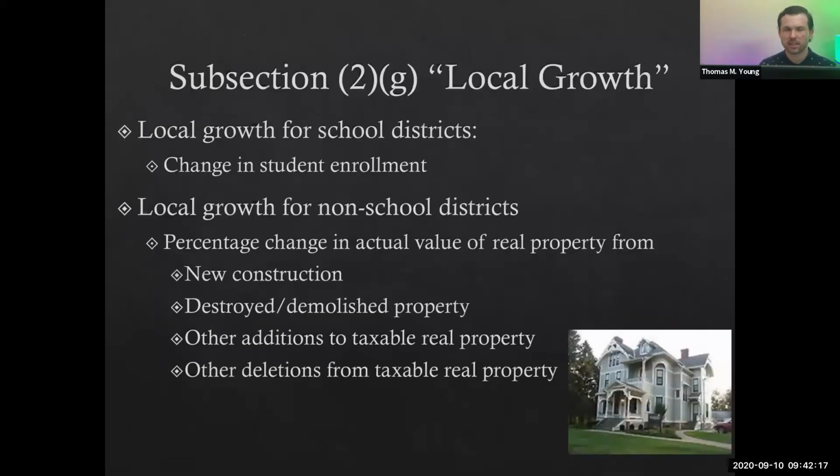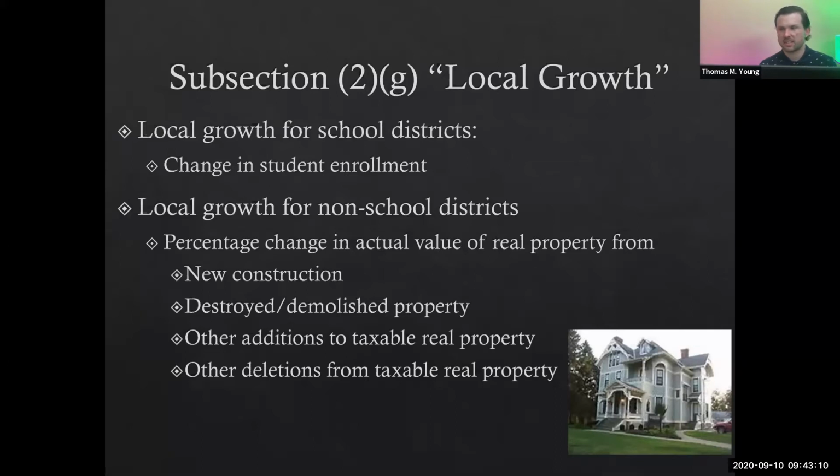And then local growth, that other piece that the entities get for increasing their budget over last year. For school districts, it's simply a change in student enrollment. So we look at how many students are enrolled, and the change over last year is what that local growth is calculated as. For the non-school districts, it's a little bit more complicated, and there's a few more pieces that go into it. They look at the percentage change in actual value of real property from new construction, destroyed and demolished property, and other additions to or deletions from the tax roll.